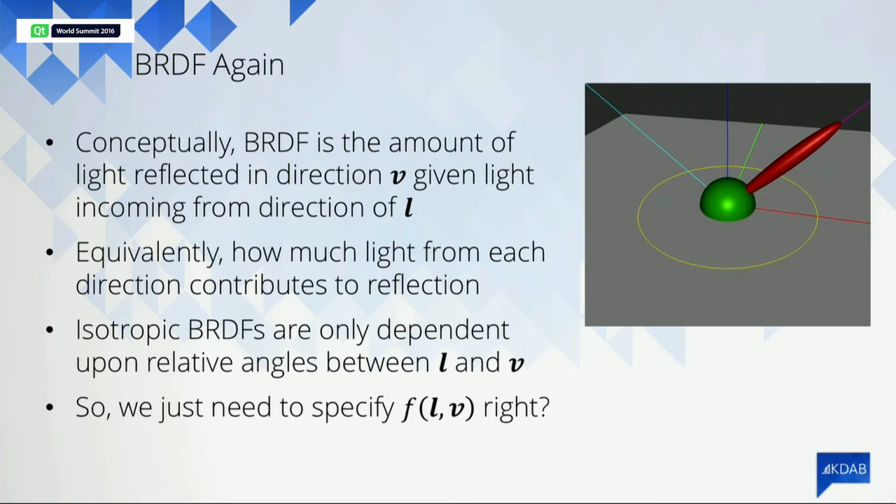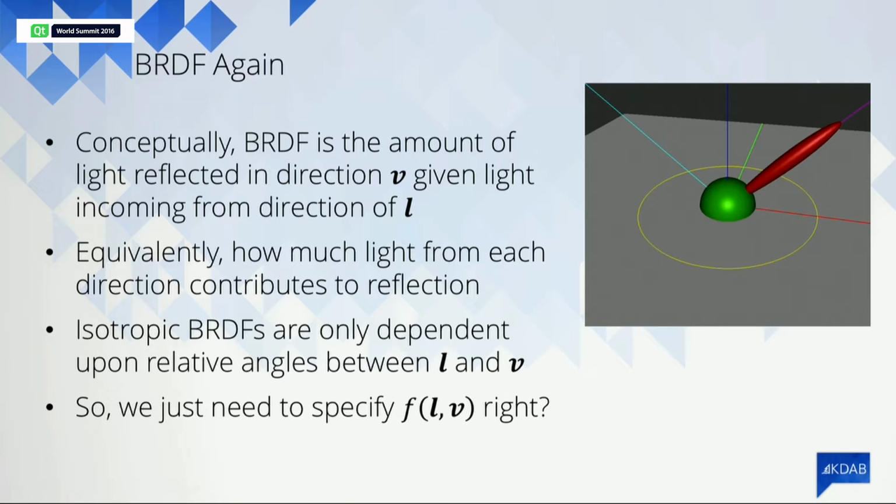So the BRDF, what the heck is this thing? Well, conceptually, if we have a surface area we're trying to light, and a certain amount of light shining on it, the BRDF says how much light reflects off it in any given direction. Or equivalently, if you have a view vector in a given direction, what contributions come from light sources in different directions. So you can work it out either way. Now, isotropic BRDFs are only concerned about the relative angle between the L and the V vectors. Non-isotropic materials, you can't make that assumption. So things like brushed aluminium.